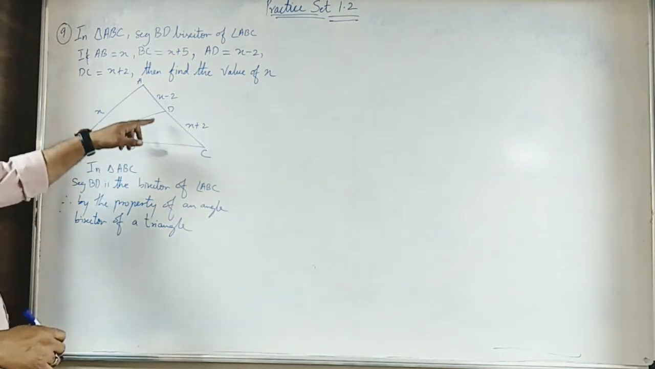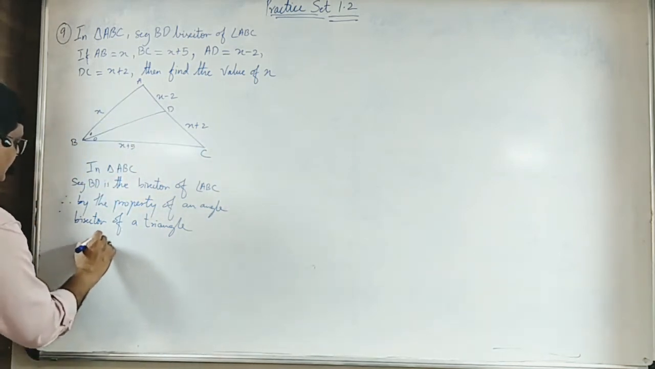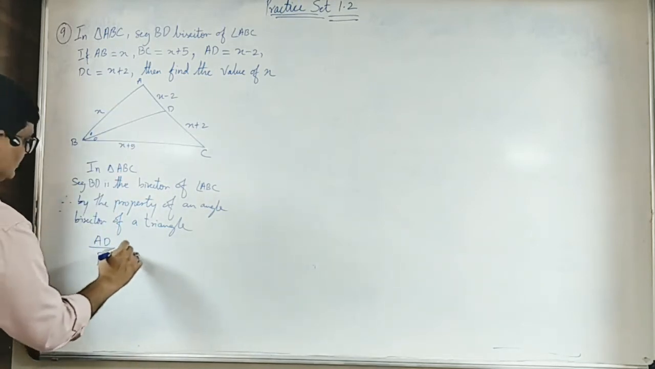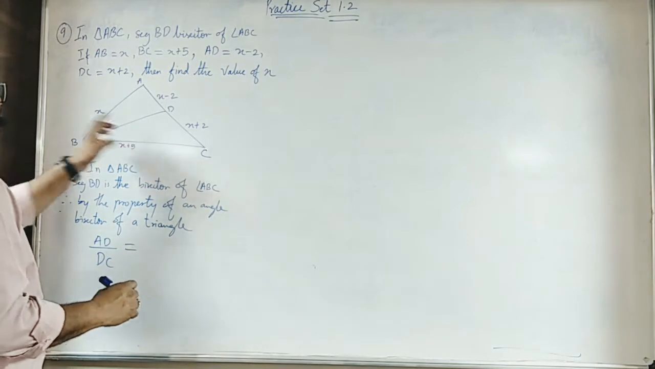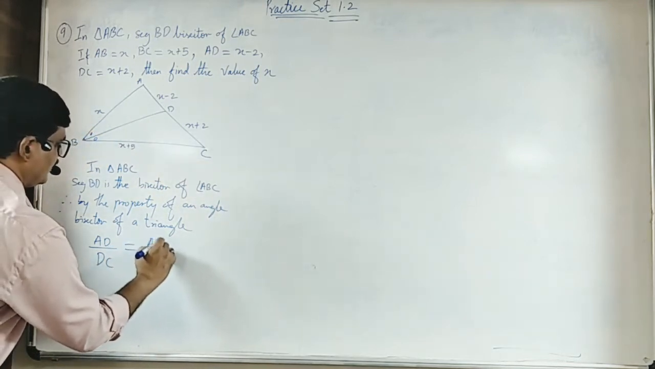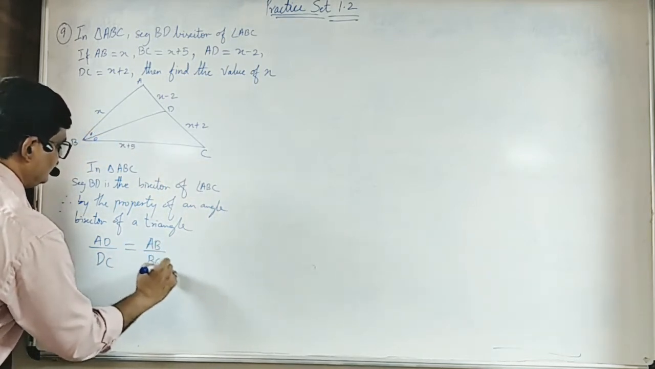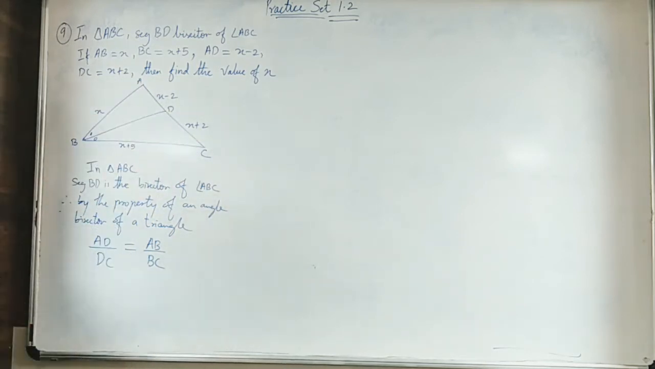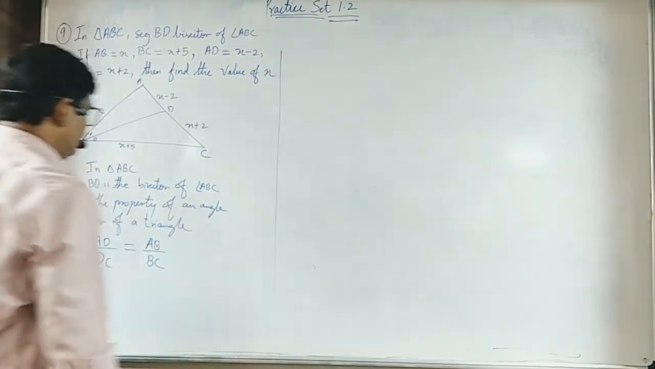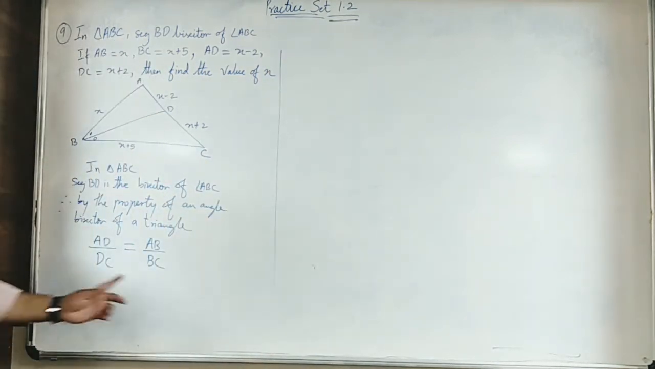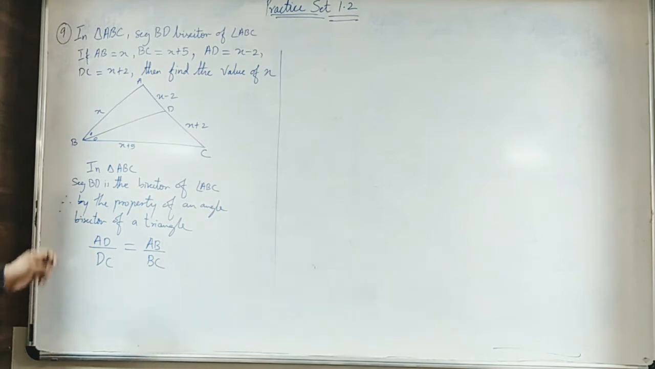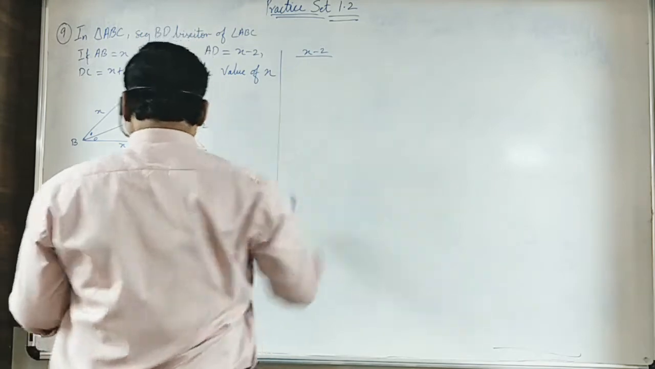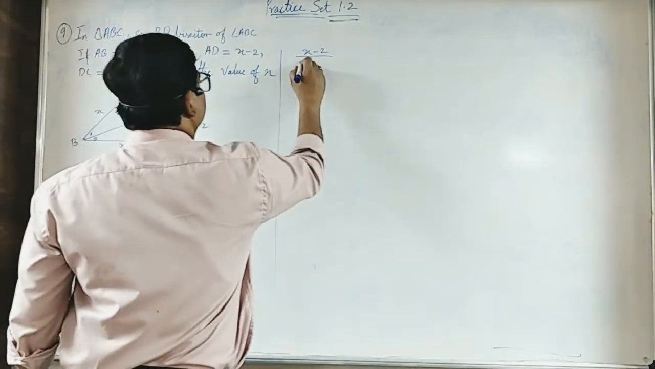It's the same thing. First what we'll write, therefore you will be getting AD upon DC is equal to AB upon BC. Can you see that carefully? Now what I am going to do here is substitute the values. What is the value of AD? AD is X minus 2, upon DC, the value we got over here, X plus 2.